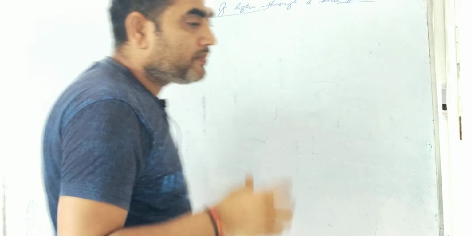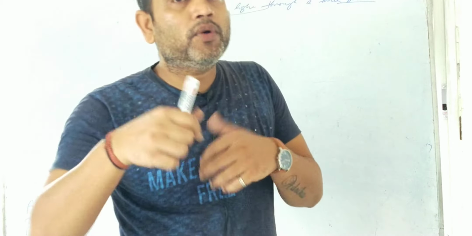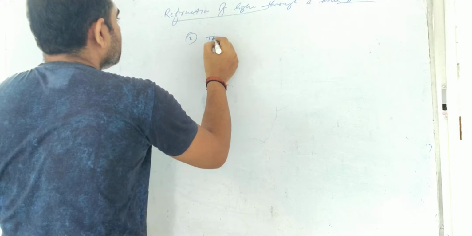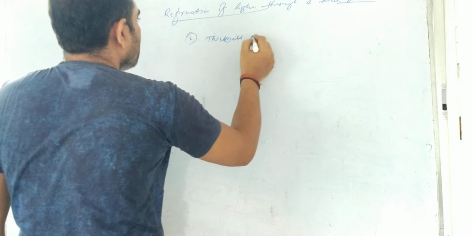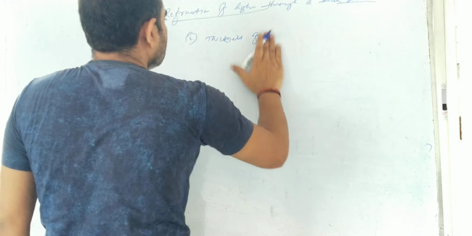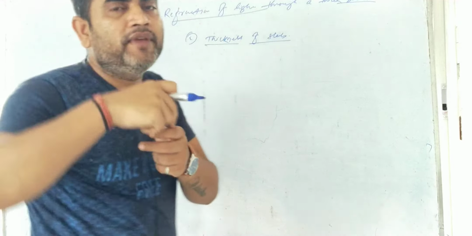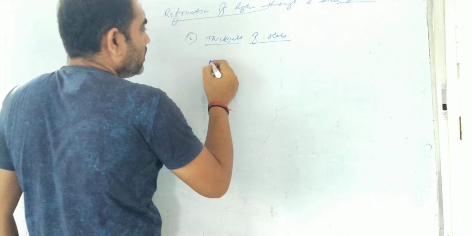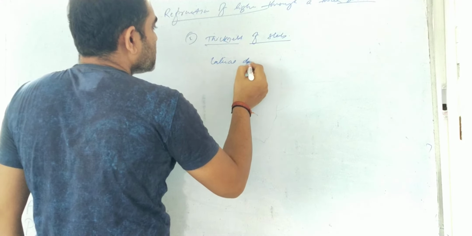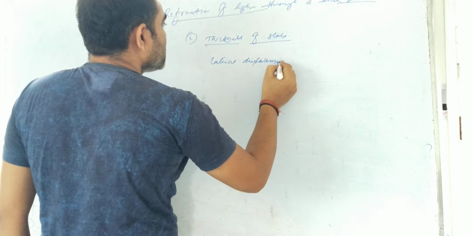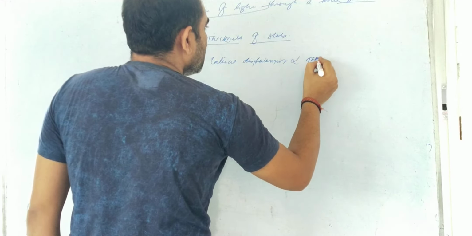Now, lateral displacement depends upon certain factors. The first factor on which lateral displacement depends is the thickness of the glass slab. The more thick the glass slab, you can write it here like this: lateral displacement is directly proportional to the thickness of the glass slab.